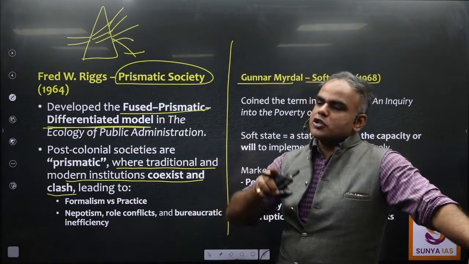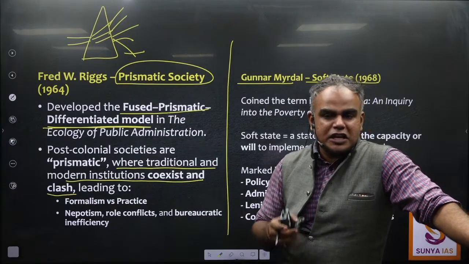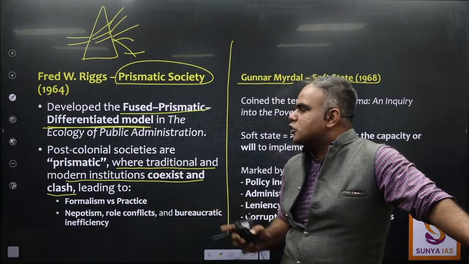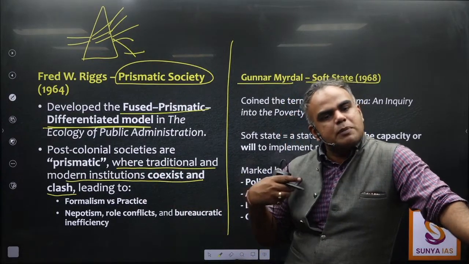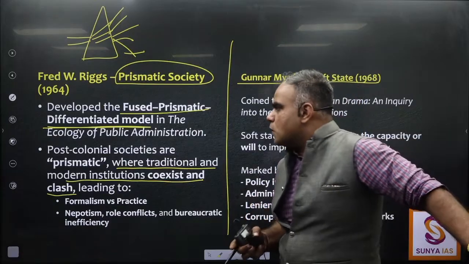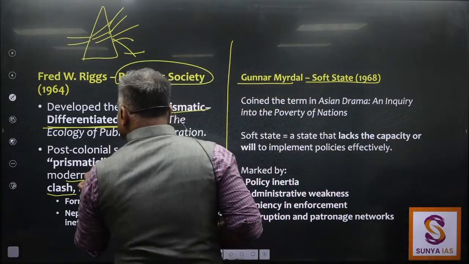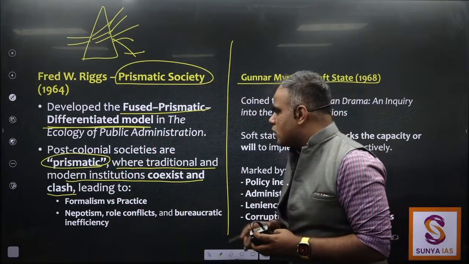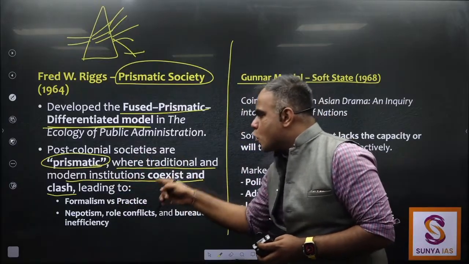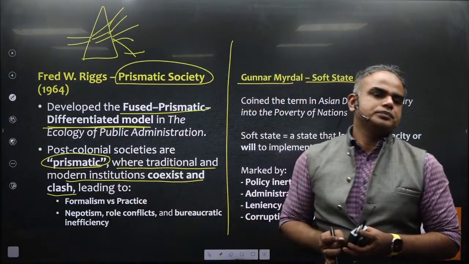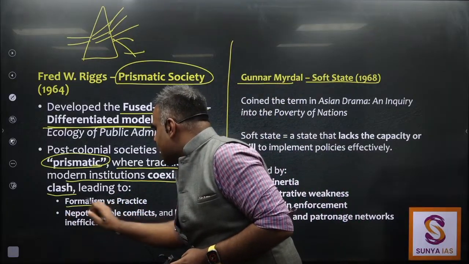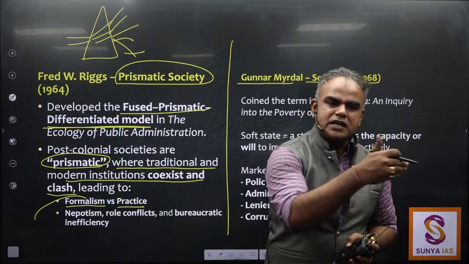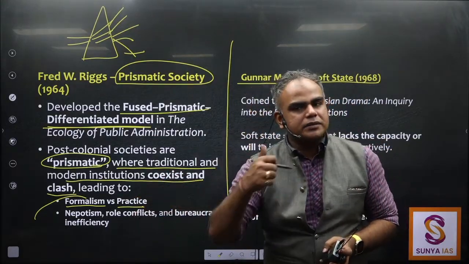But your old structures are feudal. You already had very regimented societies. Maybe you had authoritarian rule. So there is going to be a clash between them, and this is something we keep seeing in practice. So post-colonial societies are prismatic. Yes, please remember, where traditional and modern institutions coexist and clash, leading to formalism in practice. Formalism means what is being said on paper is very different from what is there in practice.